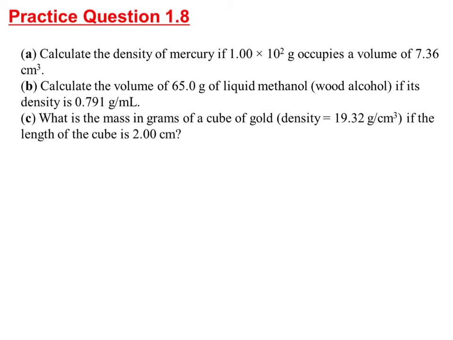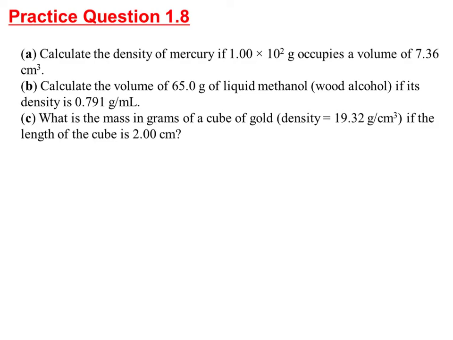Alright, this is practice problem 1.8. Calculate the density of mercury if 1.00 times 10 to the second grams occupies a volume of 7.36 centimeters cubed. If we remember the density equation, density is equal to mass divided by volume. We have the mass, which is 1.00 times 10 to the second grams, and we can divide that by the volume, which is given as 7.36 centimeters cubed.